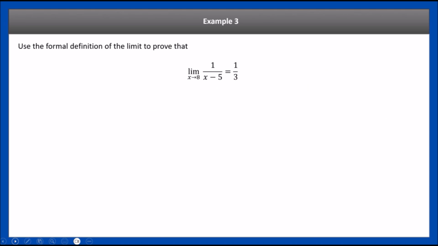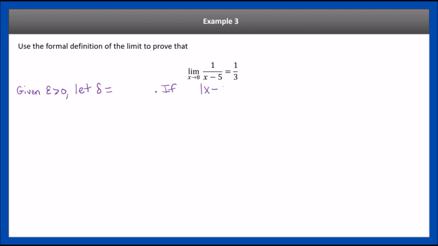So example 3. Okay, here's another one. This one's a rational function this time. So let's do the limit of a rational function. All right, so we're going to say, given, again starting with our usual, given epsilon greater than 0, we're going to define delta. I usually just say let delta, but you could say define delta equals, so we let delta equal some number. Again, we don't know what that is yet.